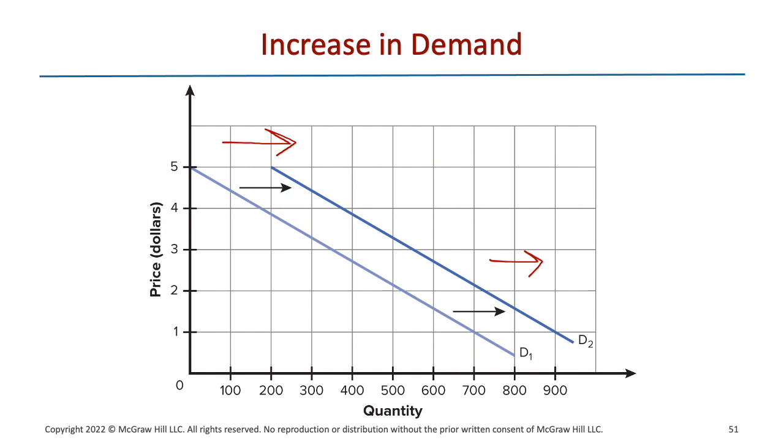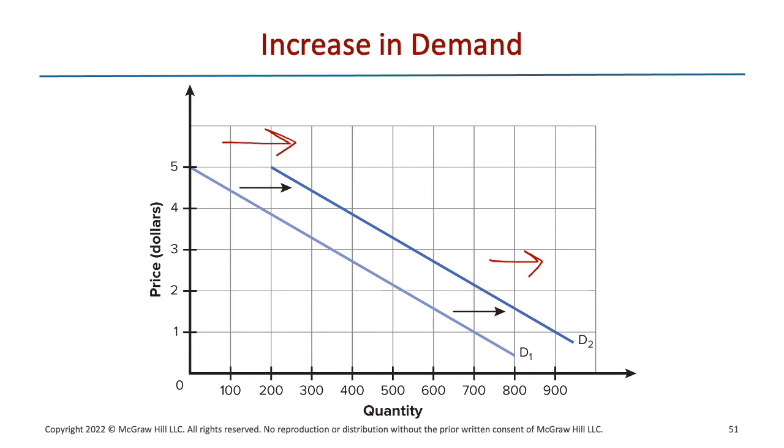If you're taking notes, an increase will always shift to the right. A decrease will always shift to the left. It doesn't matter if it's supply or demand, which I'll talk about in the next lesson. An increase is always a shift to the right, and a decrease of a non-price determinant will always be a shift to the left.